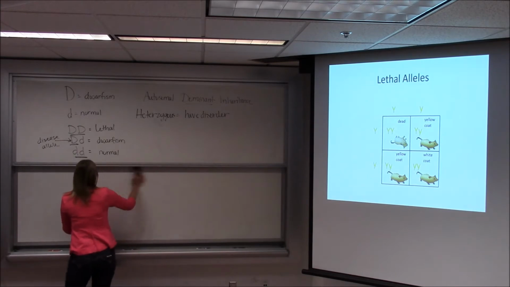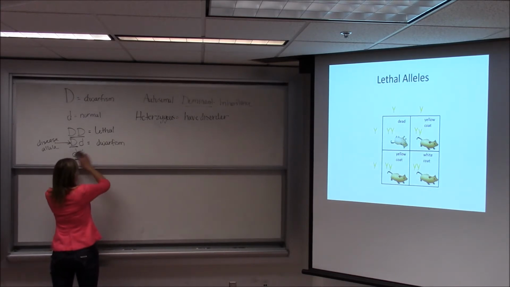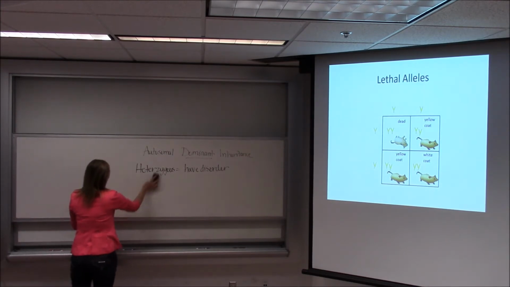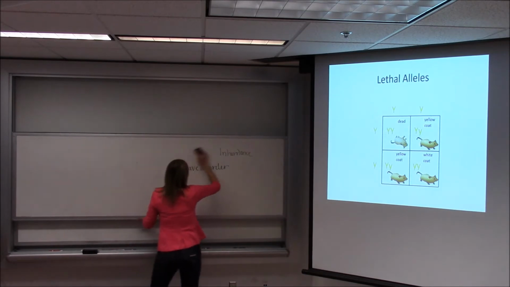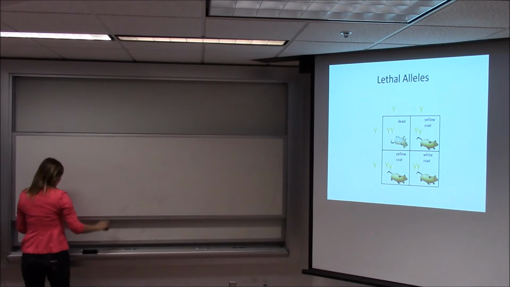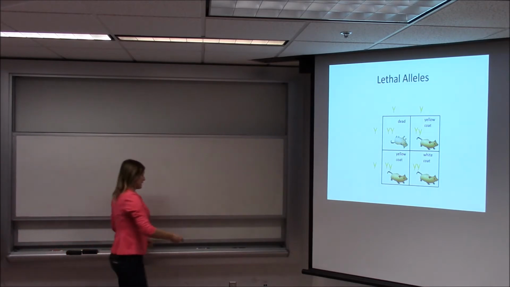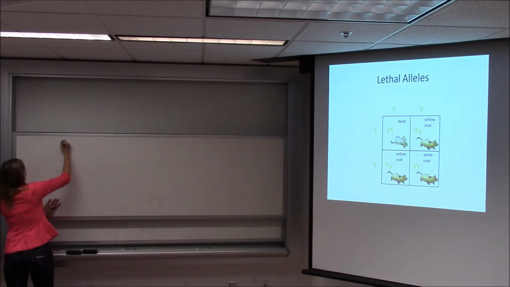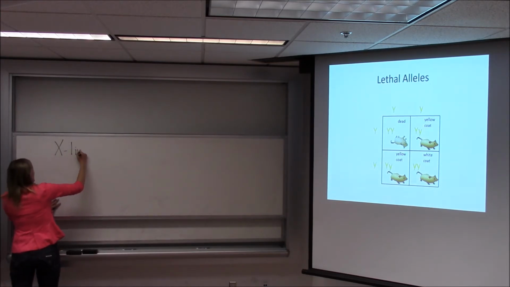The other types of inheritance that we've talked about, autosomal inheritance, it doesn't really matter which parent gave you the disease or the genetic defect. And the gender of the offspring isn't relevant. But now gender is going to be relevant. We're going to talk about X-linked inheritance. It's sometimes called sex-linked, but we're talking about inheritance on the X chromosome.